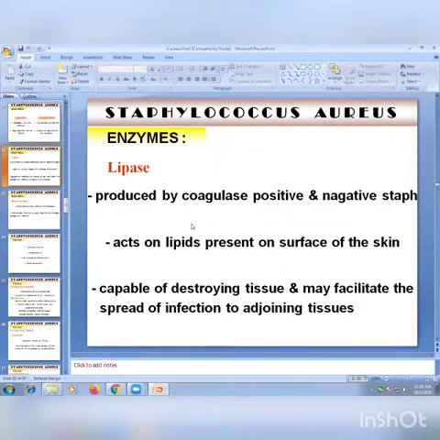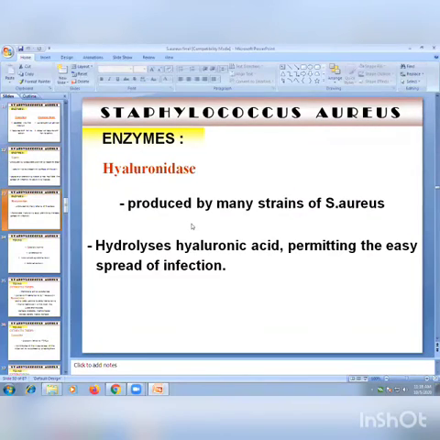Enzyme lipase is produced by coagulase positive and negative staphylococci and acts on lipid present on the surface of the skin, capable of destroying the tissue and may facilitate the spread of infection to adjoining tissues. So this lipase enzyme is responsible for spreading the infection from one side to another side.